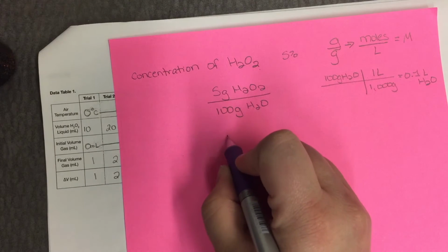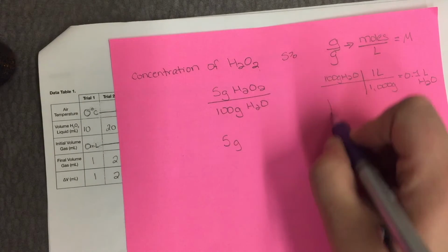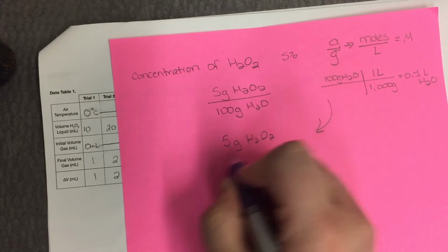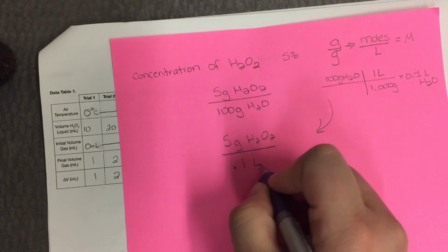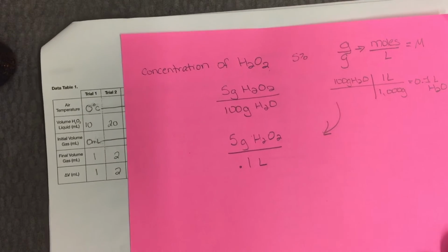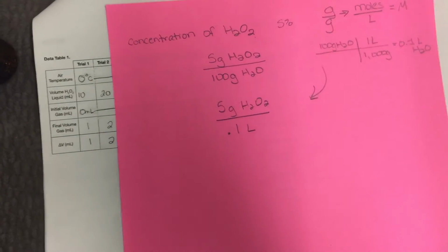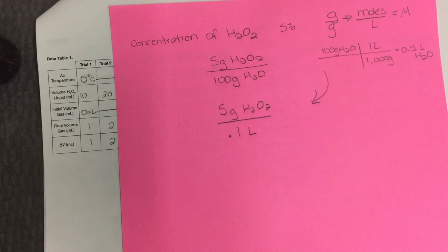So now we have 5 grams of H2O2 over 0.1 liters. And so we have to go from grams over liters to moles per liter. And so then our next step is to convert from grams to moles.